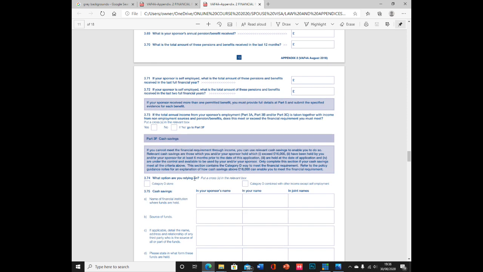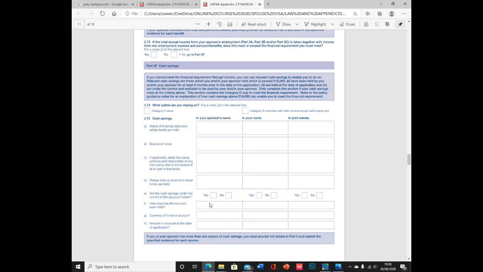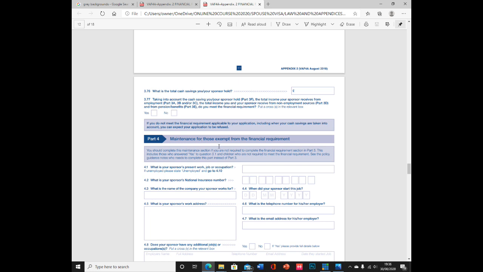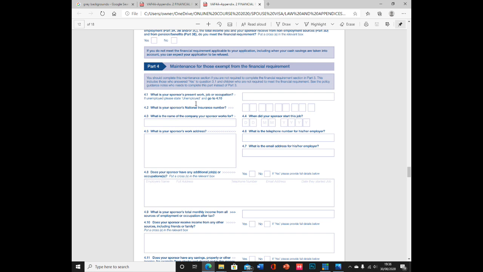So next is cash savings. As I said, £62,500 will be cash savings, and next is maintenance for those exempted from the financial requirement. So this is an important section. As I mentioned before, this is going to be the maintenance requirement, which is £114 in your case.